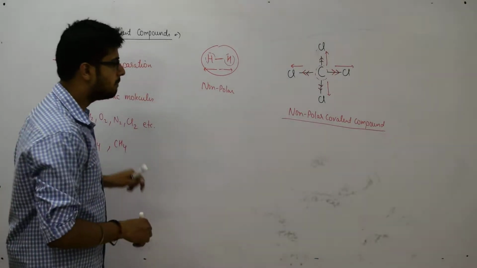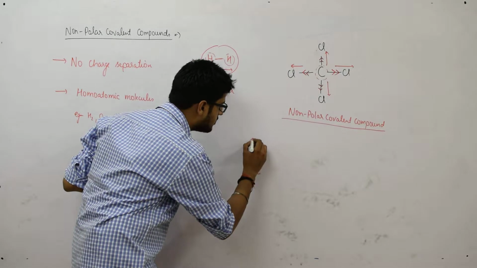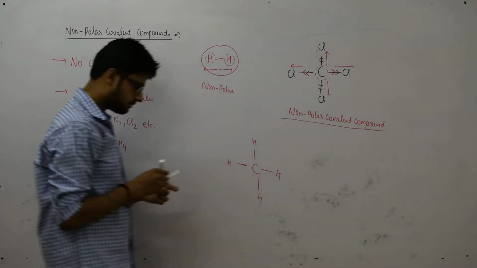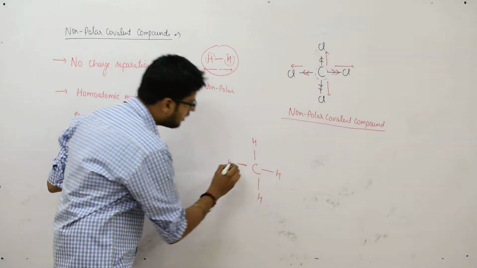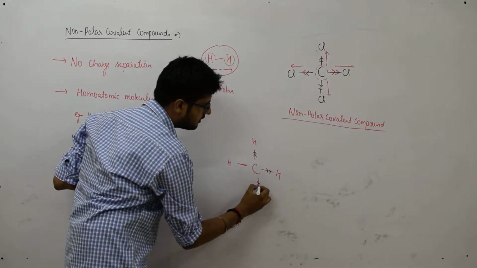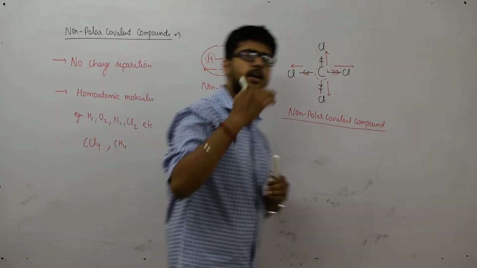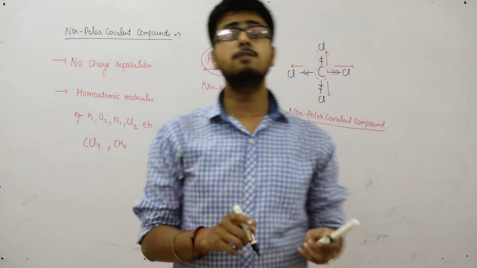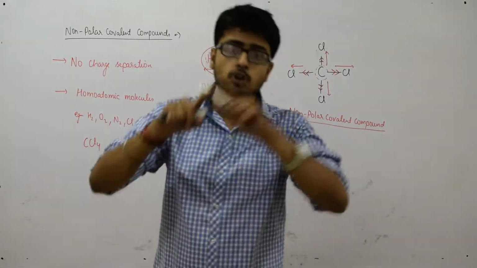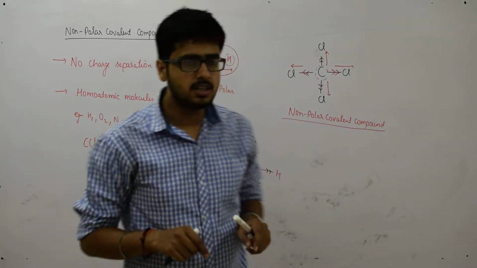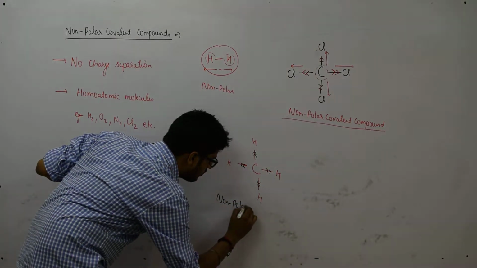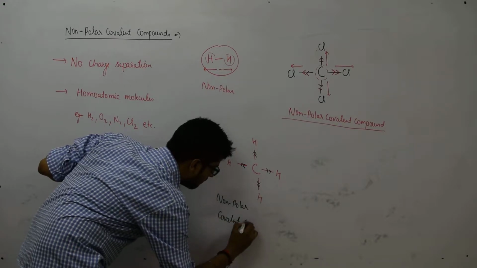The same thing happens with methane. We have the carbon atom in the central position. This is one hydrogen, this is the second hydrogen, this is the third hydrogen, and this is the fourth hydrogen. The same thing happens. The electron pull is created in all four directions, for the same reason. The force exerted in the upward direction is equal to the force exerted in the downward direction. The force exerted in the right direction is equal to the force exerted in the left direction, just because all the forces counterbalance each other. That's why it is again an example of a non-polar covalent compound.